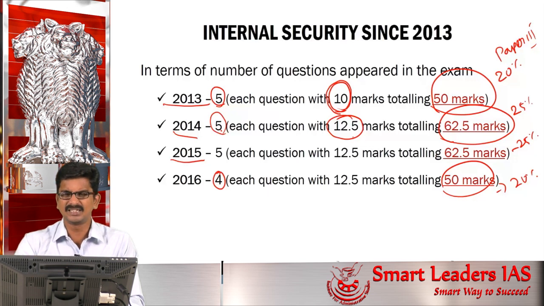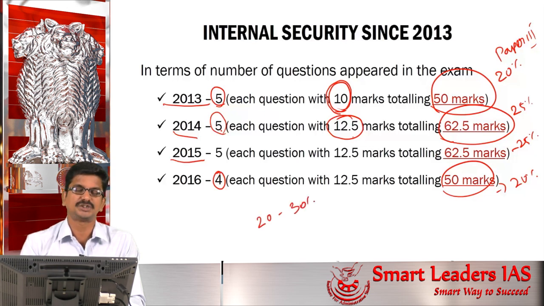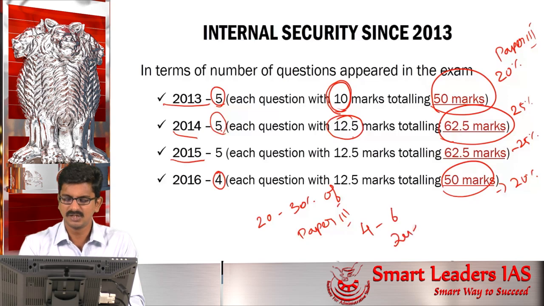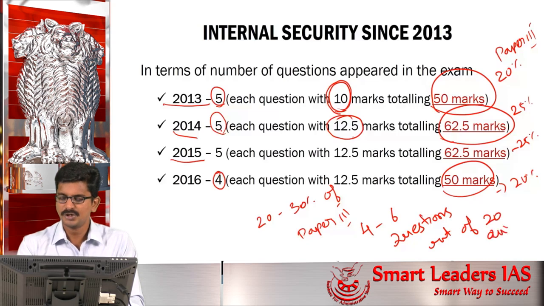So if we analyze the trend, we can be assured that in the upcoming 2017 mains also, 20 to 30% of marks in paper 3 will be from internal security. The number of questions will be from 4 to 6 questions out of 20 questions. So this would be an educated guess we can make for internal security in the upcoming mains examination.